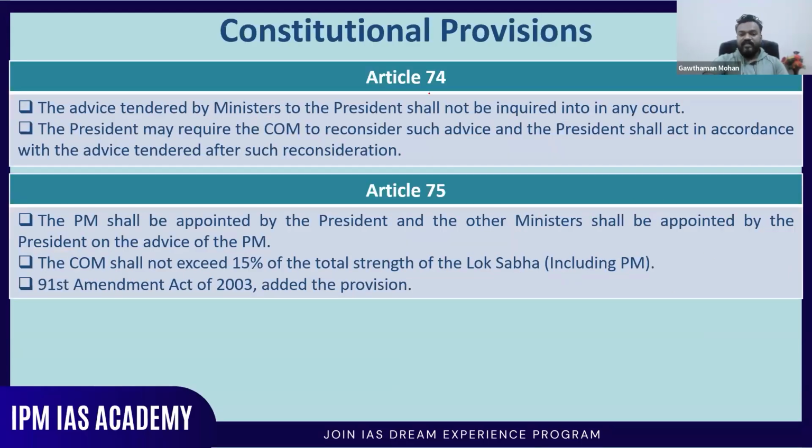The constitutional provisions, Article 74. The advice tendered by the ministers to the president shall not be inquired into in any court. The president may require the Council of Ministers to reconsider such advice, and the president shall act in accordance with the advice tendered after such reconsideration. That is Article 74. Then Article 75, the Prime Minister shall be appointed by the President and other ministers shall be appointed by the President on the advice of the Prime Minister. Okay. Now, the Council of Ministers shall not exceed 15% of the total strength of the Lok Sabha, including the Prime Minister, and the 91st Amendment Act 2003 added this particular provision. 15% of the total strength of the Lok Sabha.